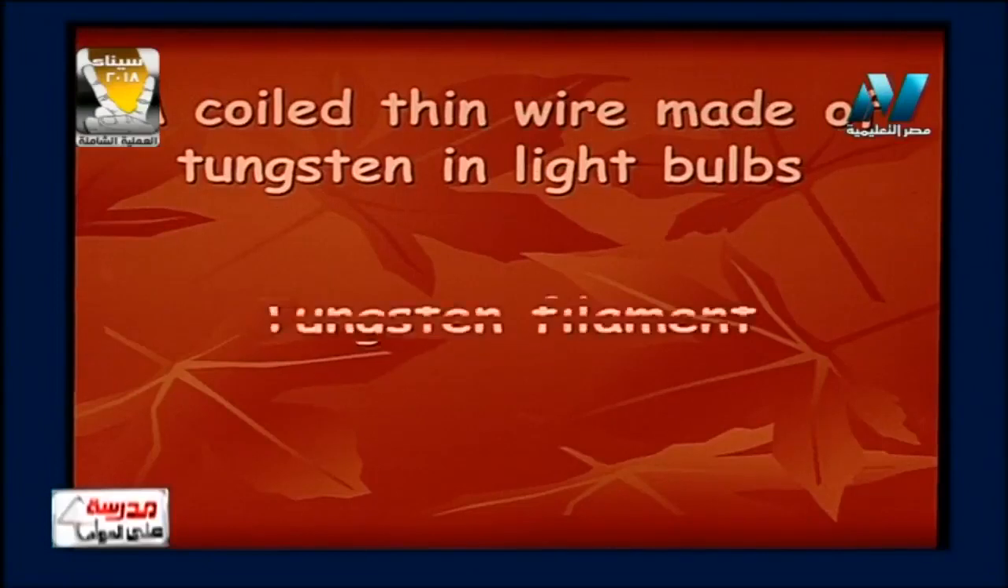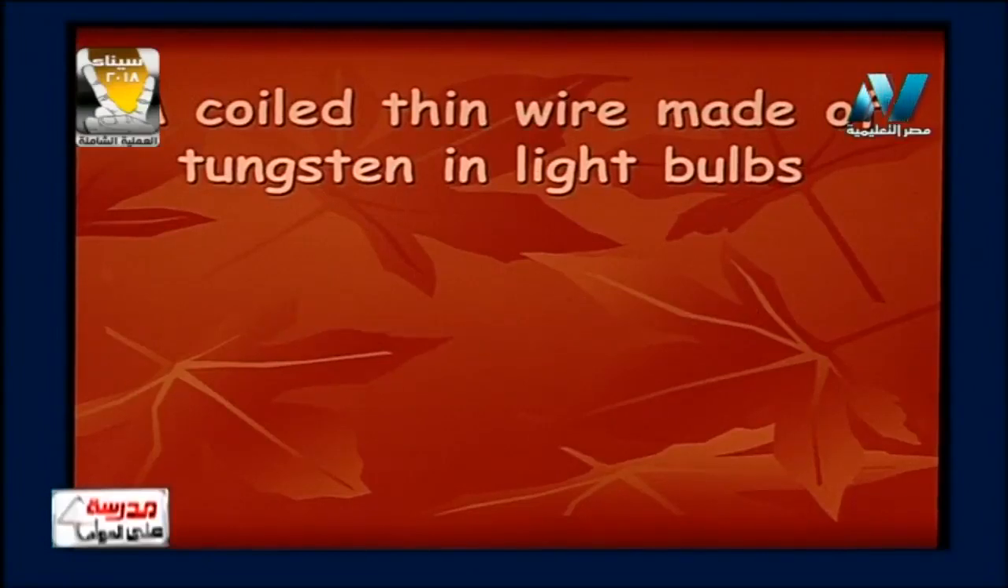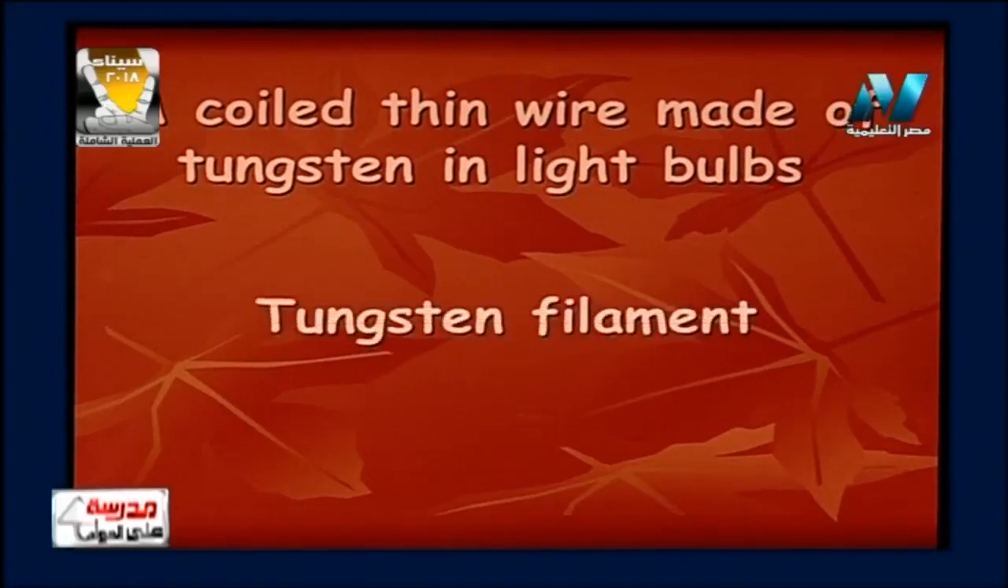Another question. A coil thin wire made of tungsten in the light bulbs. هنا سؤال بيفكرني بالدرس المهم جدا والممتع جدا، درس electric lamp، اللمبات الكهربائية أو المصابيح الكهربائية. coil thin wire، سلك رفيع قوي ملفوف، مصنوع من عنصر اسمه tungsten. Surely it will be the filament or the tungsten filament.